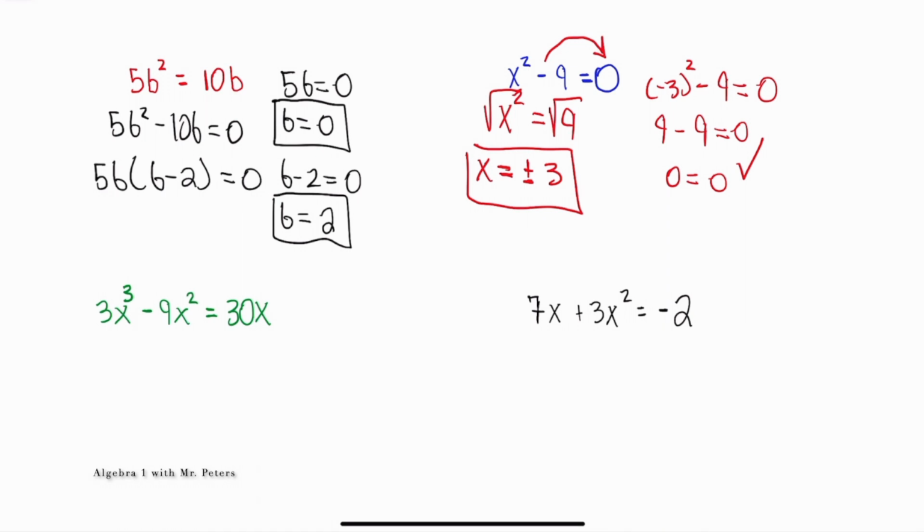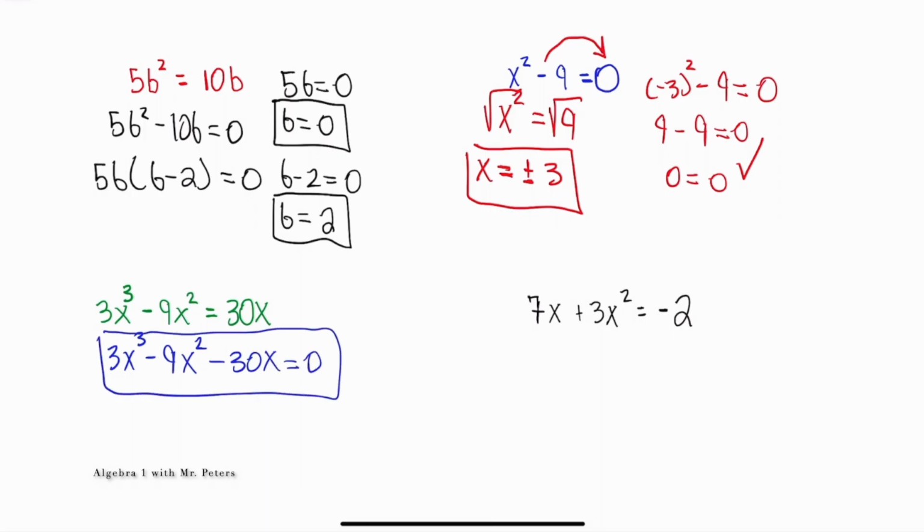Now, in our third example in green, we have to be mindful that the polynomial equation is not set equal to 0. So once we subtract 30x, we have 3x to the third minus 9x squared. Now that we've set it equal to 0, we are now able to factor, and the best first step is GCF. So we take out a GCF of 3x, we're left with x squared minus 3x minus 10 is equal to 0.